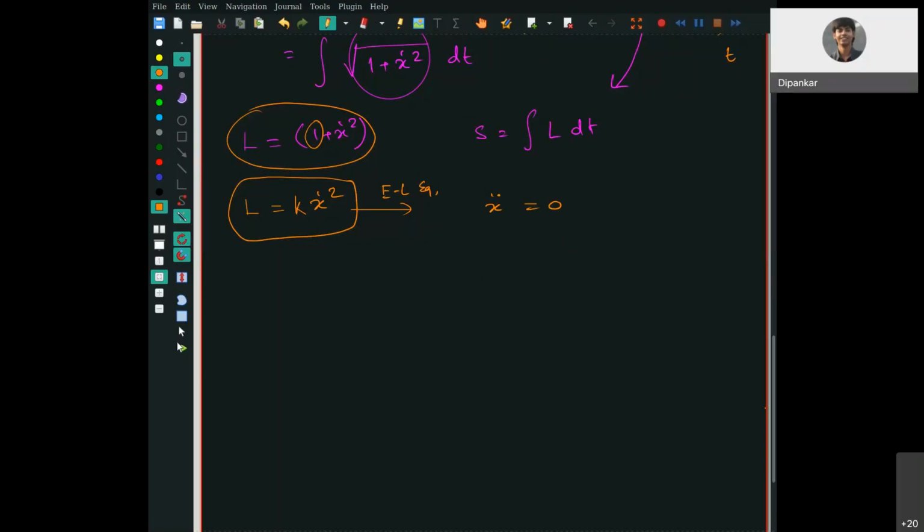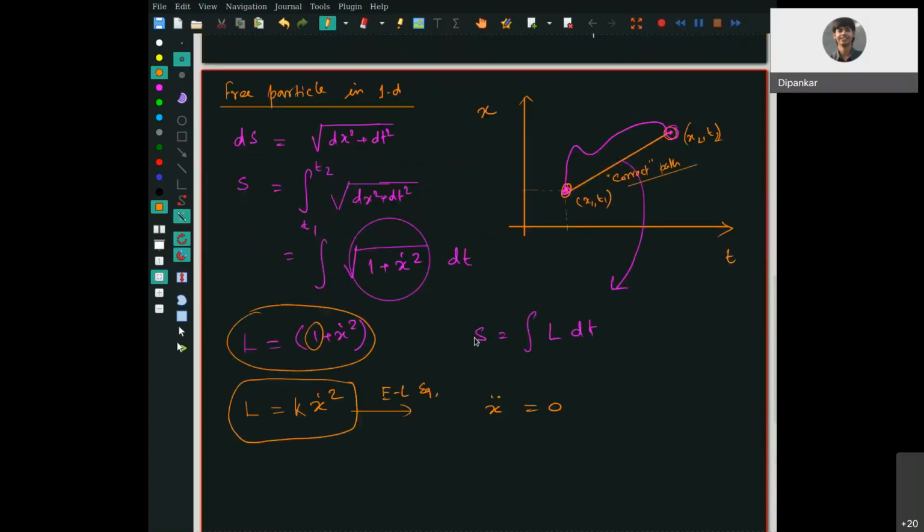There's a square root in the 1 plus x dot square. What I said is that if you are minimizing the square root of this length, minimizing the square root of this and minimizing this are the same thing. If you still do not understand, sorry, what?